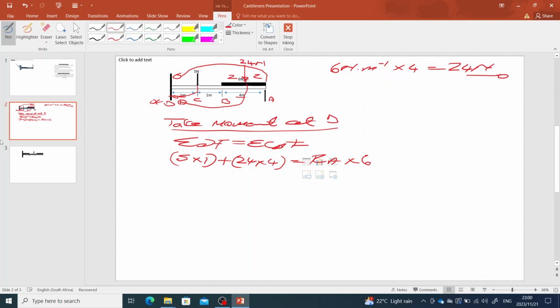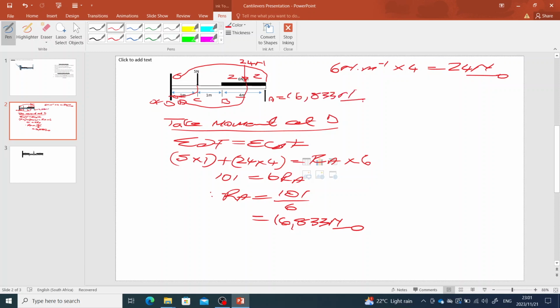Now when I remove the bracket and multiply this side, I get my answer as 101 equals 6 RA. Therefore, RA would be 101 divided by 6. Then I get my answer as 16.833 Newton. That means the force at RA is 16.833 Newton.